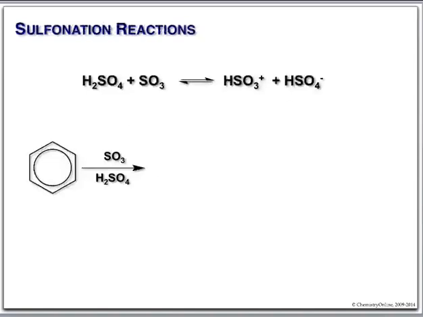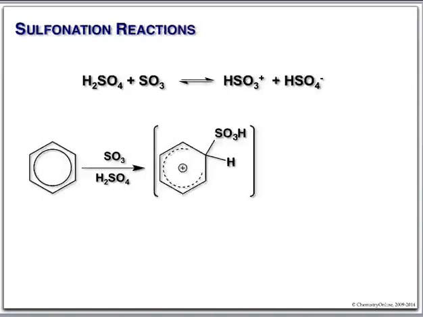Sulfonation. Once again, we take SO3 in the presence of sulfuric acid. We protonate it to get the HSO3+. That's the thing it adds. Remember, it adds through the sulfur. We lose a proton here, and we get the sulfonic acid. Make sure you understand the nomenclature here is a simple sulfonic acid.